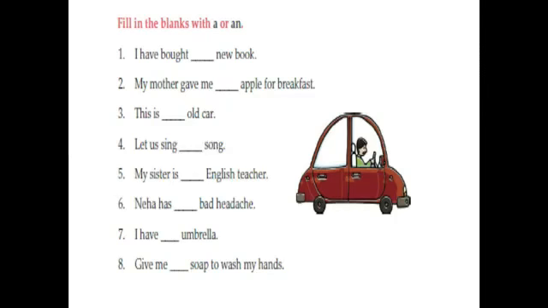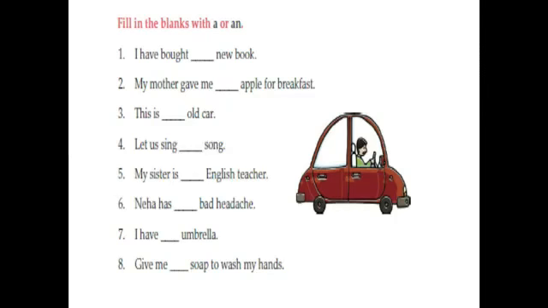Very good. Third one: this is dash old car. When it is a vowel, A-E-I-O-U, what will come? Yes, an. So, this is an old car. Fourth one: let us sing dash song. Yes, a song. So, let us sing a song.